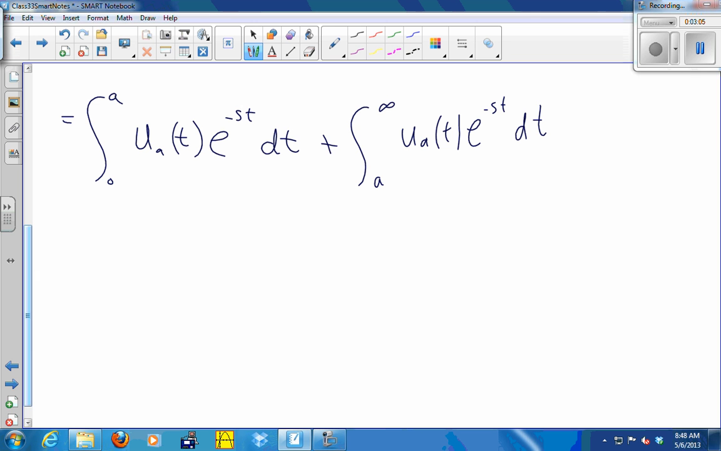From 0 to a, the Heaviside function is 0, right? So this is just 0 times e to the negative st dt, and the integral from 0 to a of 0 would be 0. So this first piece is just 0. The integral from a to infinity: now from a onwards, for t bigger than or equal to a, u sub a is just 1. So this is just the integral of e to the negative st dt.